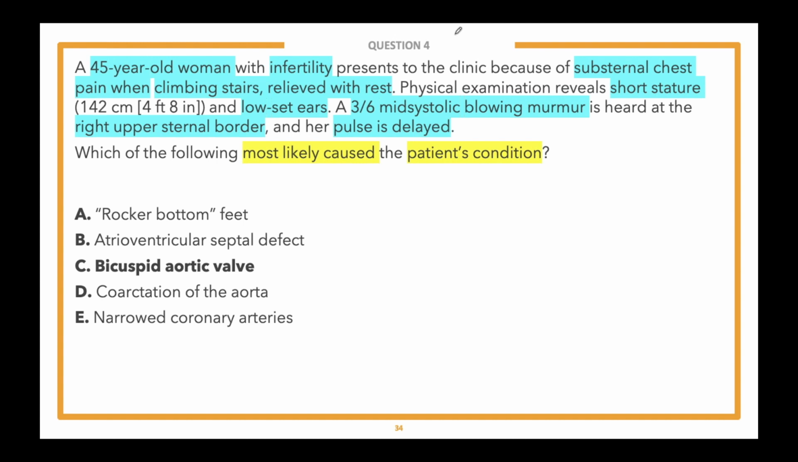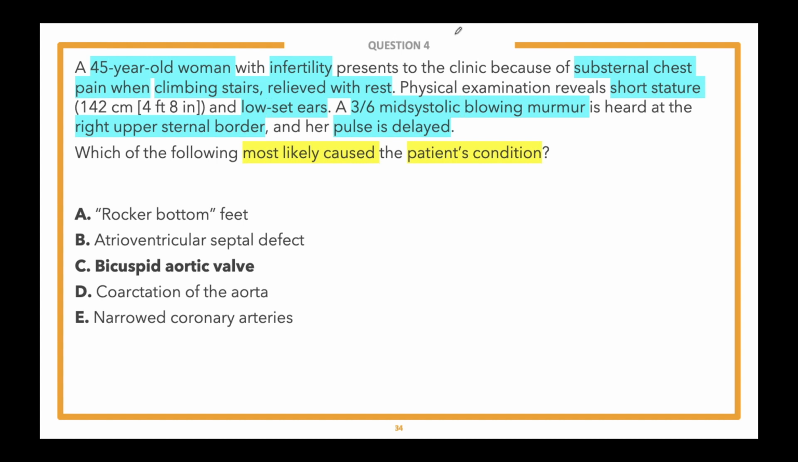Now, they also tell us that this patient has infertility, short stature, and low set ears. So hopefully you were picking up that this patient likely has Turner syndrome. It's a genetic condition where the female has a missing or damaged X chromosome, so they're 45X0. In addition to the physical exam findings, Turner syndrome can present with a webbed neck, failure of ovarian development, and infertility like our patient. So it's important to keep all those in mind.